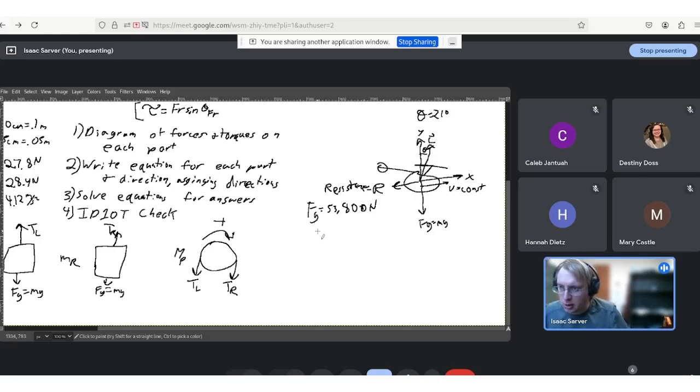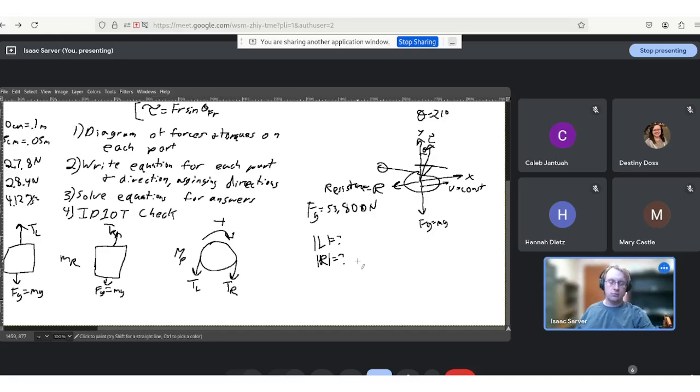The problem would like to know what is L, what's the magnitude of L, and I would like to know R. Probably the magnitude of R, right? Alrighty.